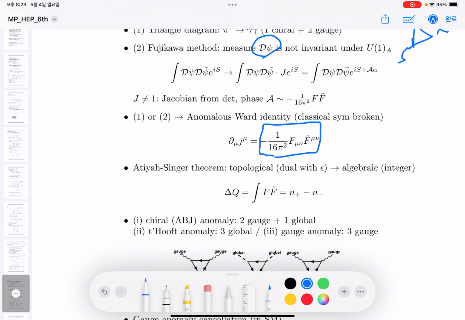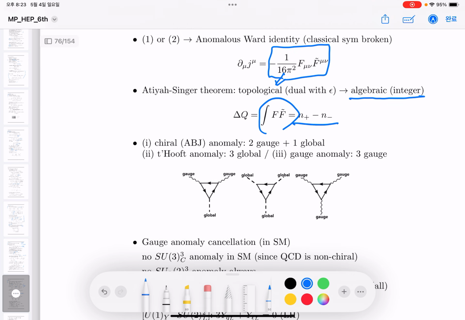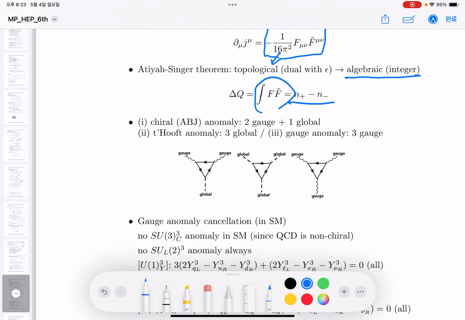And there's the Atiyah-Singer index theorem, such a topological term can be converted to the algebraic term corresponding to an integer number. The integration of F F-tilde, with F-tilde as the dual field strength, gives the difference of the integer number corresponding to the Chern-Simons number. And there are several types of anomaly. Originally the chiral ABJ anomaly considers two gauge fields, gamma gamma, and one global field corresponding to the pion. But there is also the 't Hooft anomaly for three global symmetries, and the gauge anomaly for three gauge symmetries.